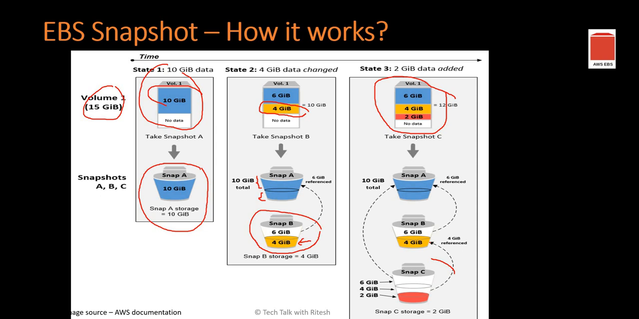4 gig data will be referenced from snapshot B, and 6 gig data will be referred from snapshot A. So this is how that reference will work, that when I was talking about blocks being referenced from snapshot A, B, C, etc. Right? So that is the whole concept here.